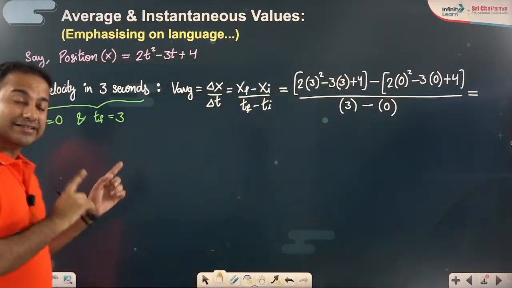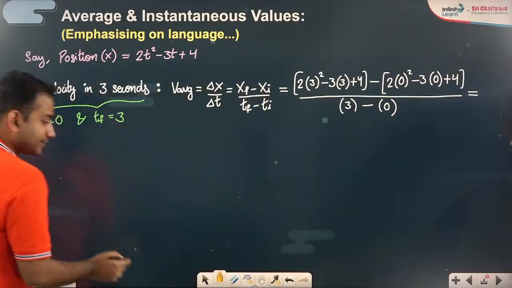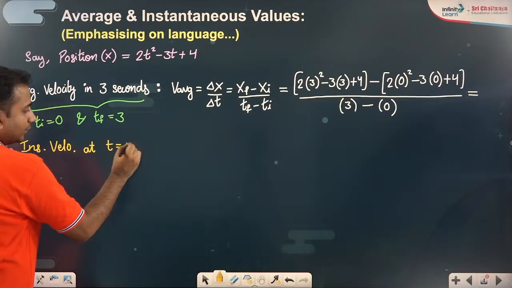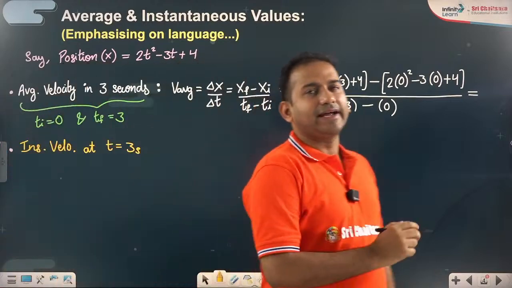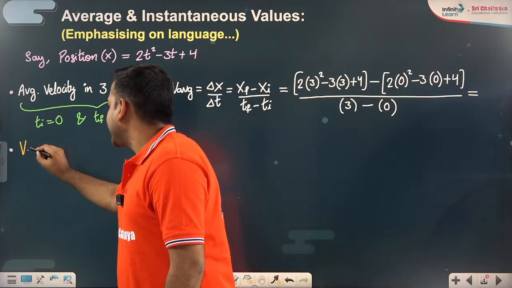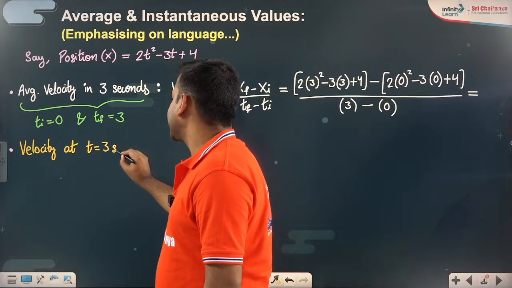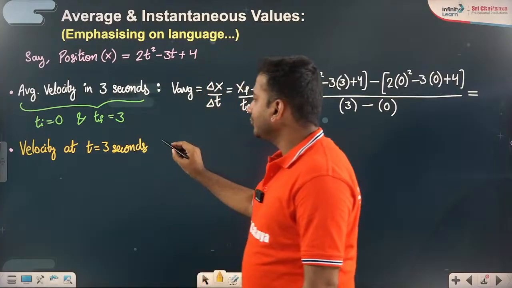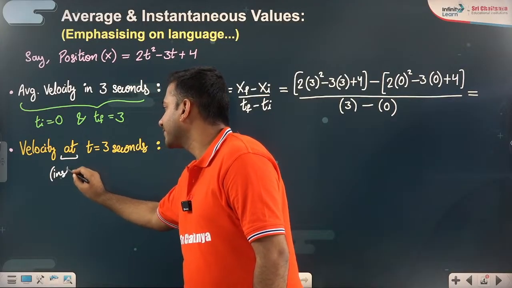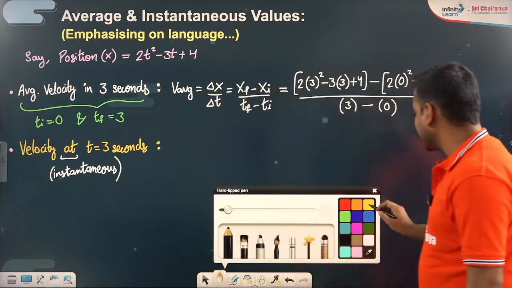But what if in the same question they ask for the instantaneous value? If they ask for the instantaneous velocity at t equal to 3 seconds, or the velocity at t equal to 3 seconds, then "at" means instantaneous value. So at t equal to 3 seconds, we want the instantaneous value.